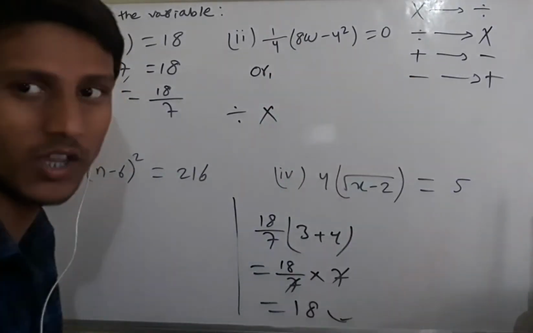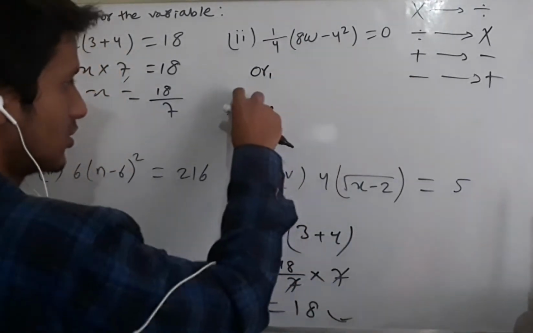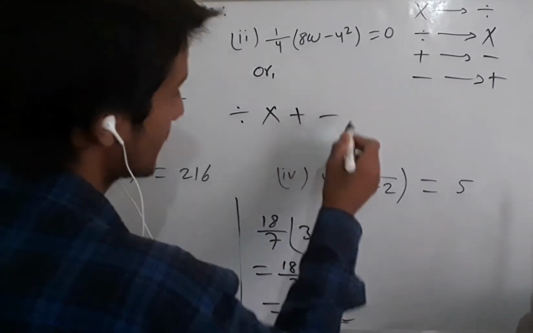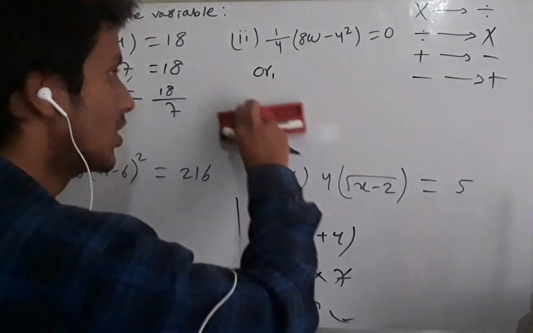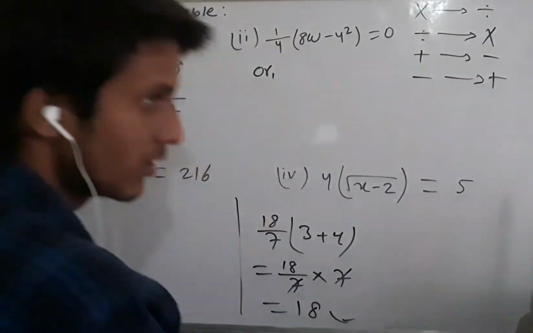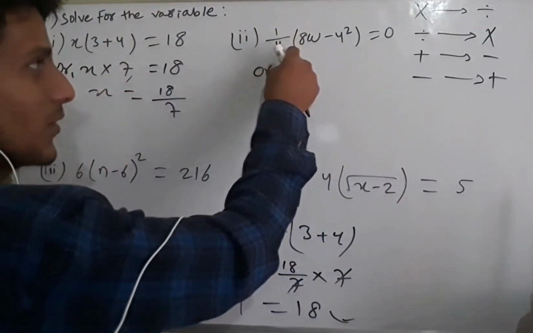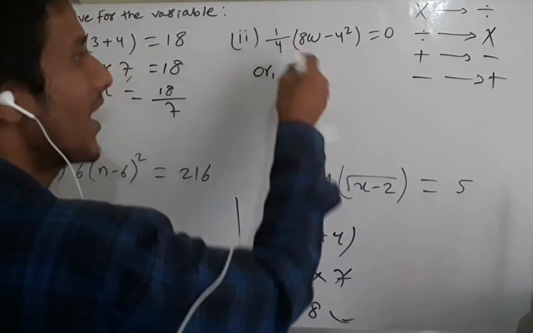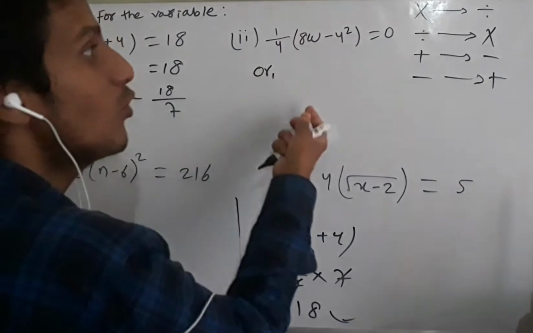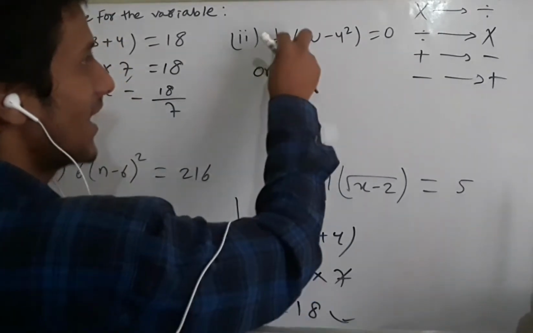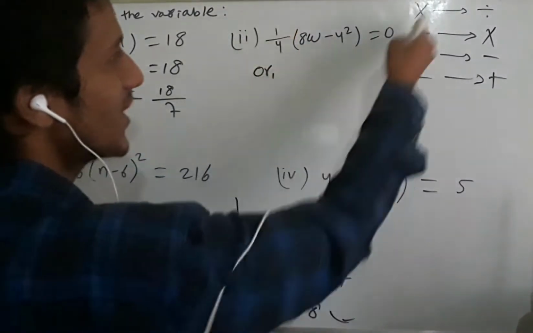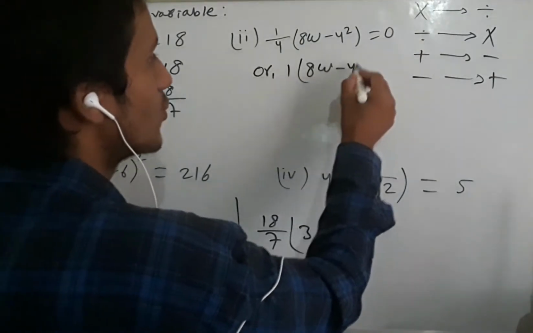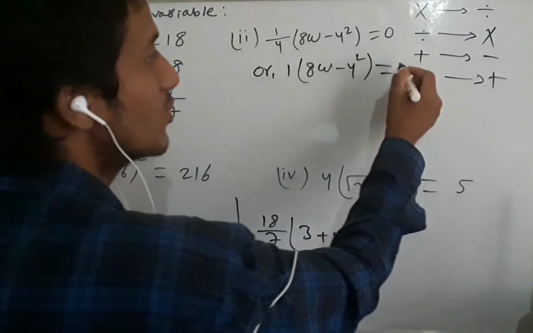When you simplify simple numerical expressions, you already know that division is to be performed first, then multiplication, then addition, and then subtraction. In the same fashion, here also we have to do something about the division. So you have to get rid of this component first, and to do that, we are going to multiply by 4, which means that it is dividing this, and if you take that onto that side, 1 times 8w minus 4 squared is going to get you 0.